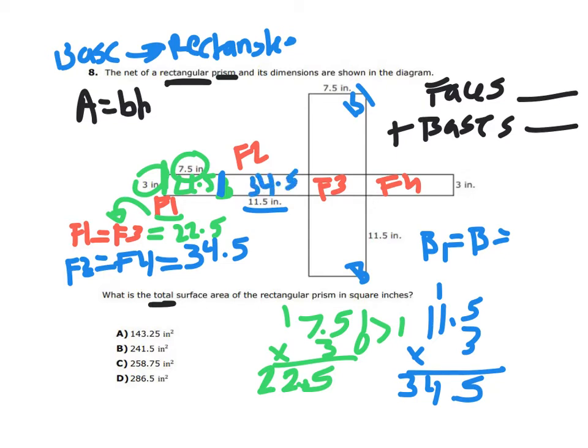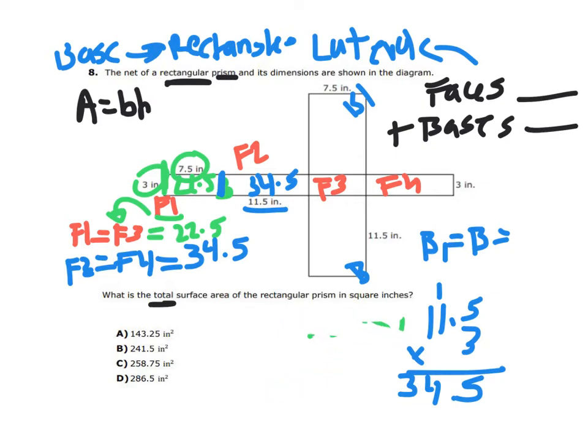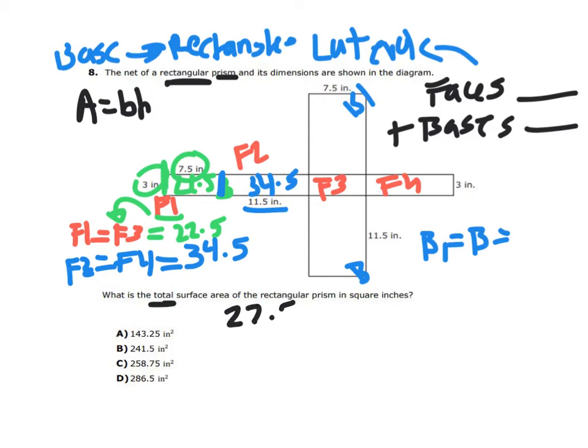Alright, so now I have enough to actually find the total area for my faces, which is also saying the same thing as my lateral. So let's do that. Now, when we do this, a lot of you will automatically want to jump and just add those two numbers together. But you got to be careful because you got to think, well, how many of these 22.5s do I have? And how many of these 34.5s do I have? Well, I said face 1 and face 3 are equal to 22.5. So I have 2 at 22.5. So I need to double that amount.